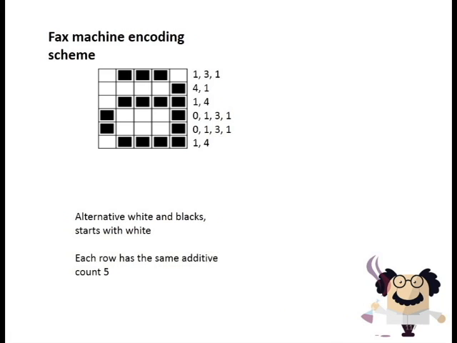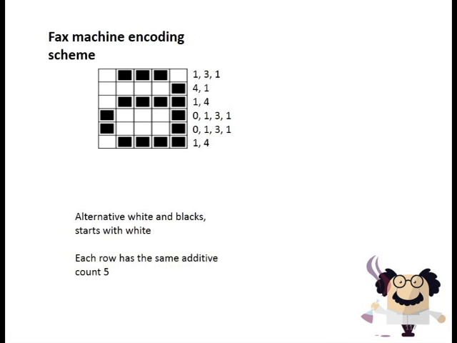We have seen encoding and decoding with error correction and detection. But how does a real fax machine do it? We will see it now. Remember the pattern WB WB WB dot dot dot. So W means white and B means black.